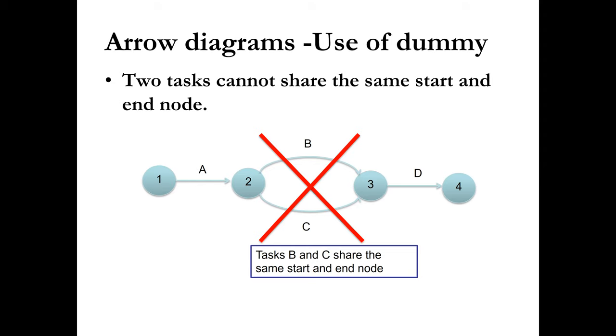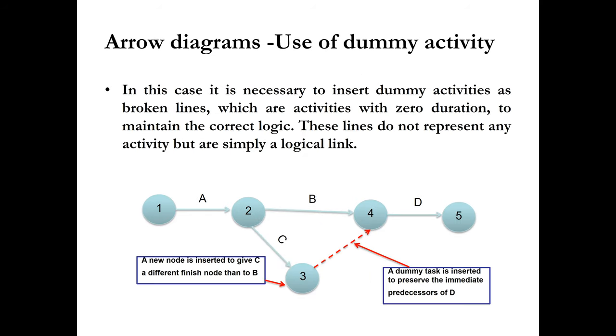Okay. So we are going to introduce a dummy activity. Like here in this example, same as the previous diagram with B and C. Now we have inserted this red activity with the dotted line. It's a dummy activity. A new node is inserted to give C a different finish node than B. So for B, the starting point is 2 and the finish point is 4. For C, the starting point is 2 and the finish point is 3.